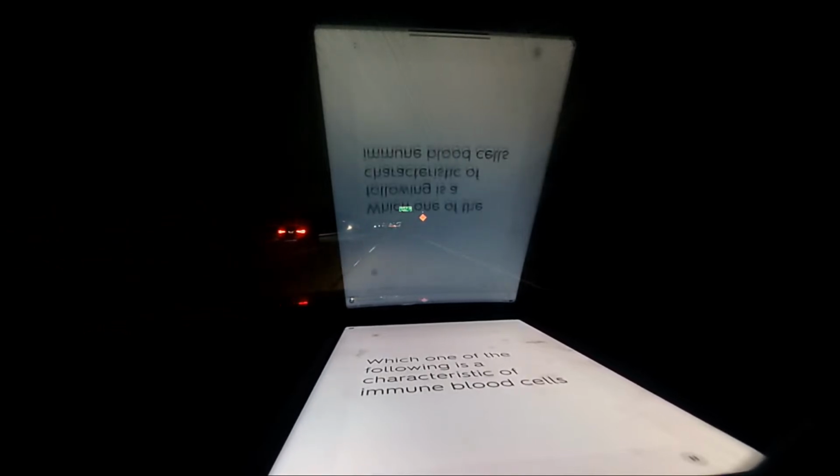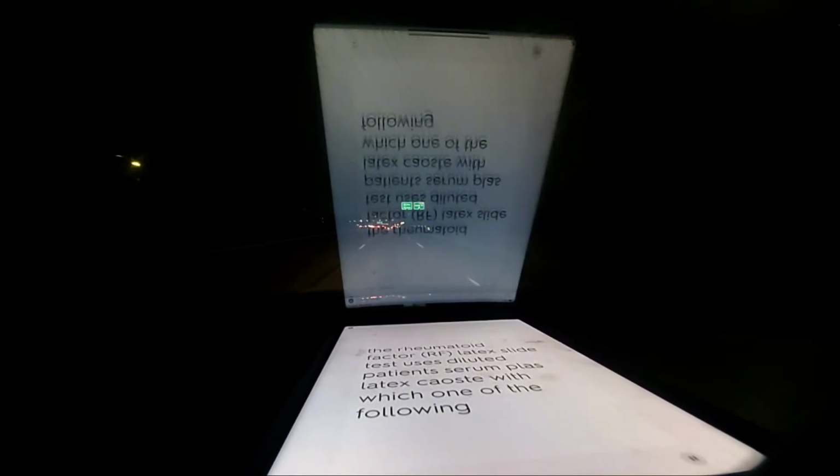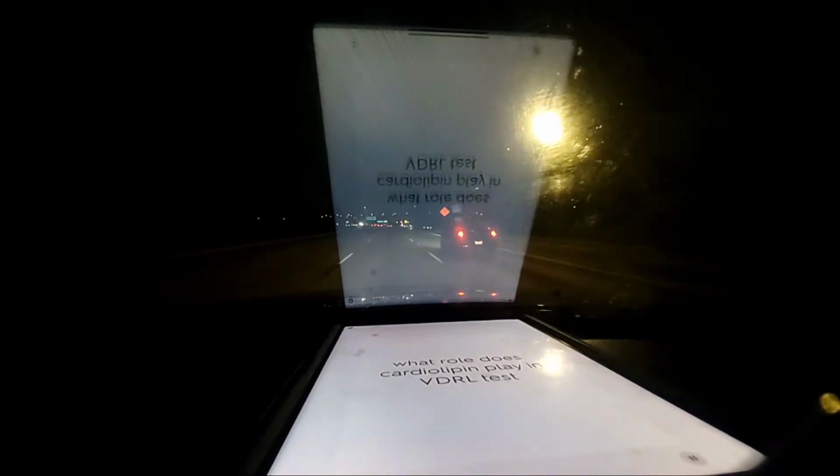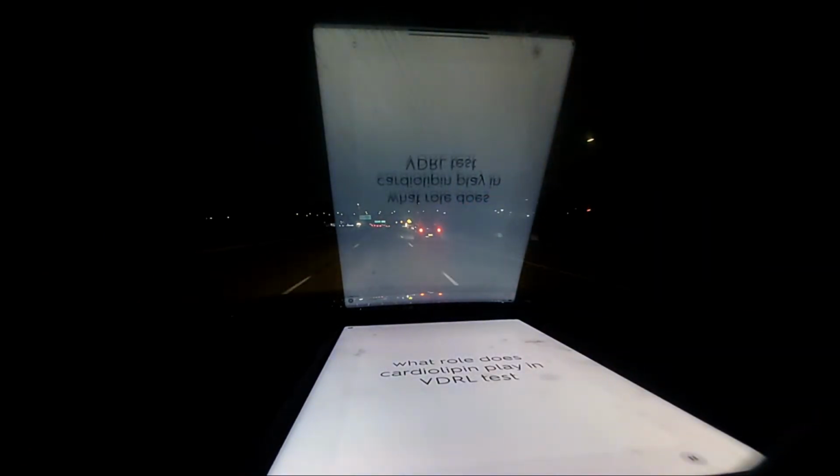Which one of the following is a characteristic of immature blood cells? Presence of euchromatin. The rheumatoid factor latex slide test uses diluted patient serum plus latex reagent with which one of the following? Antihuman globulin. What role does cardiolipin play in VDRL test? It is a nontreponemal antigen.